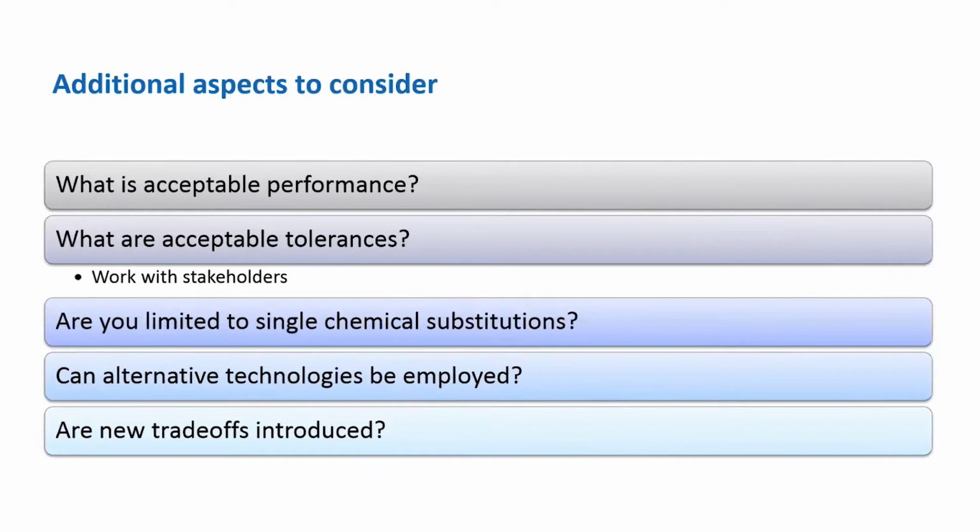Here are a few more aspects of performance that you should be thinking about as you enter into the technical feasibility assessment stage. What is acceptable performance when addressing technical feasibility? Can you define this in a way that sets you up for success in finding technically feasible substitutes? What are acceptable tolerances for performance, and who decides this? Working with stakeholders and customers will help you in understanding how much flexibility you may have with certain technical characteristics.